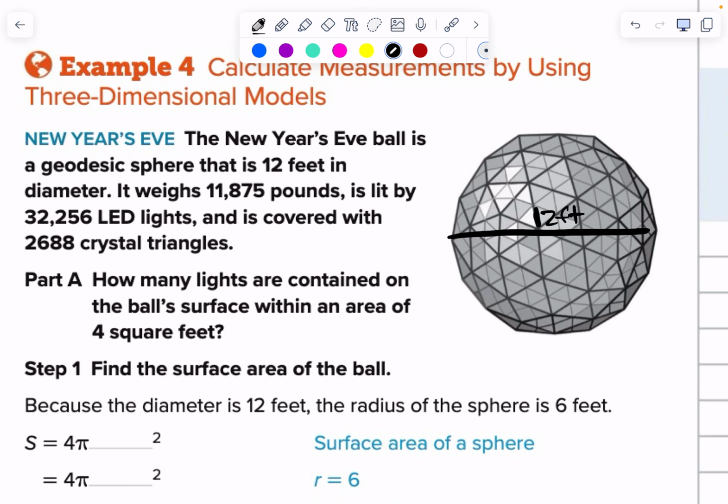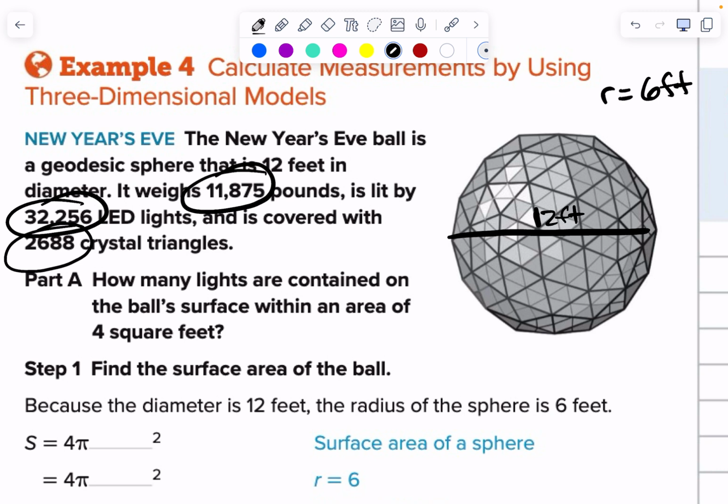That's not that big. Okay? That means the radius is 6 feet. 6 feet in diameter. Or 12 feet in diameter, 6 feet for the radius. Okay? It weighs this many pounds and is lit by this many LED lights and is covered with this many crystal triangles. Some of that information we don't need.